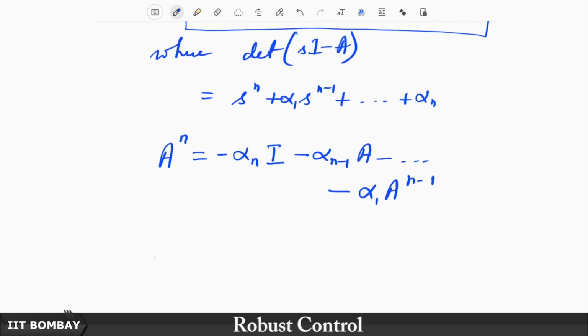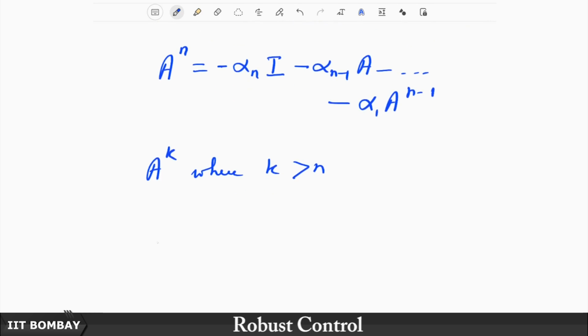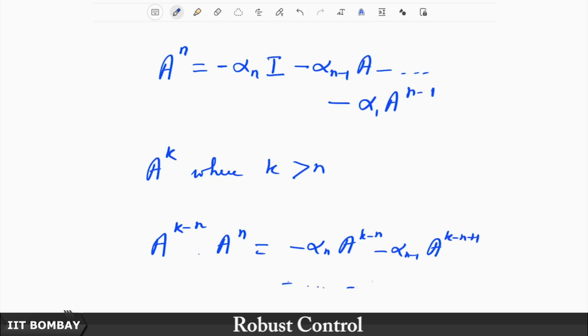Okay. What about for A to the k, where k is greater than n? I can write that as A to the k minus n times A to the n, which is nothing but minus alpha n A to the k minus n. Remember, k minus n is now a positive integer, minus alpha n minus 1 A to the k minus n plus 1 minus dot dot dot minus alpha 1 A to the power k minus n plus 1, right.